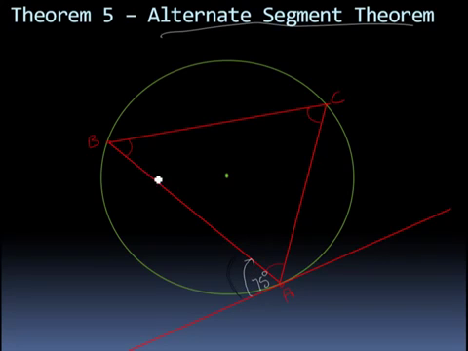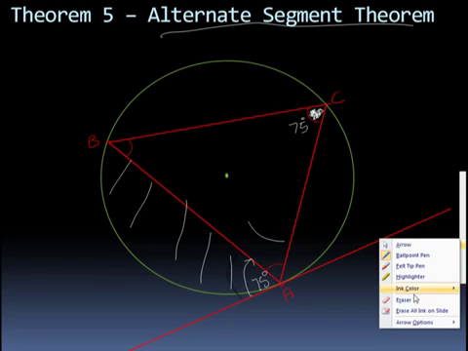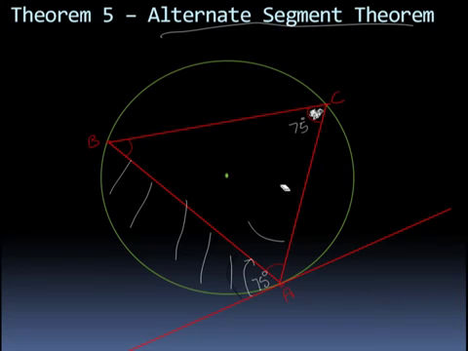So if you look at this chord here, it divides the circle into this segment and this segment, this major segment over here. And which angle is in the major segment over here? This angle right here. So this angle is actually 75 degrees. If you think about it a little, that's where that's coming from.